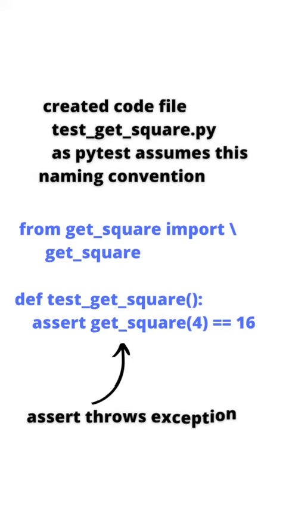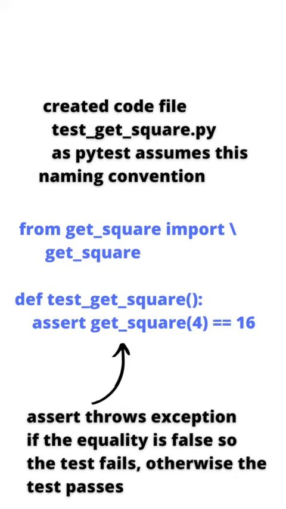The way the assertion works is if the equality it's checking turns false, then an exception will be thrown and the test will have failed. If the equality is true, then no exception will be thrown and the unit test will be passed.